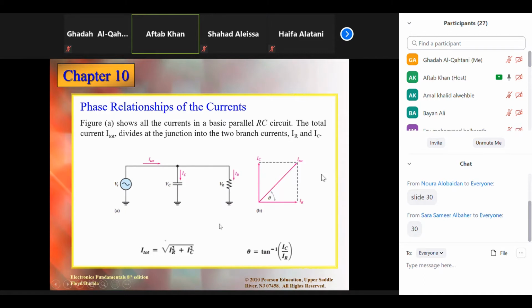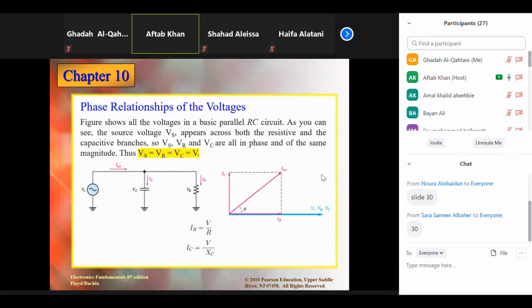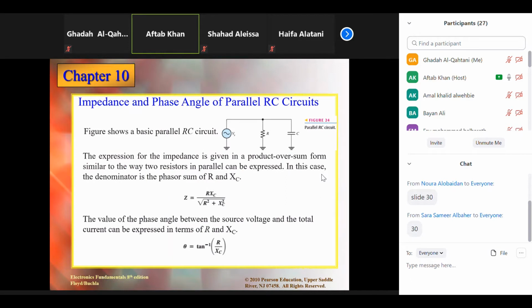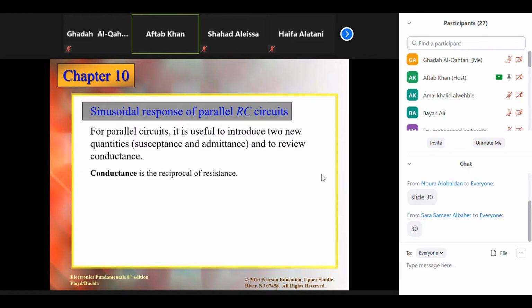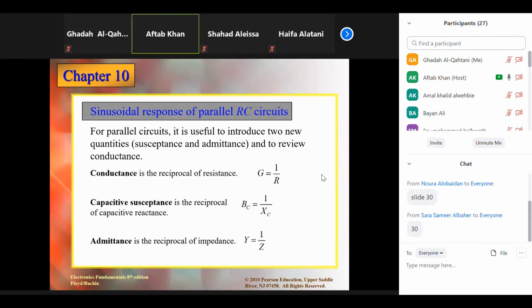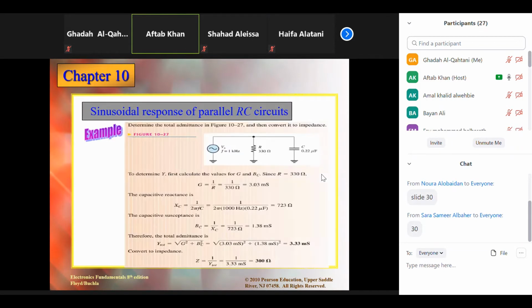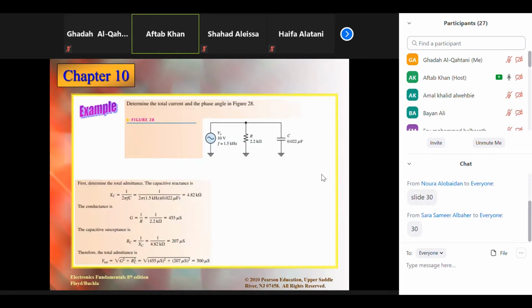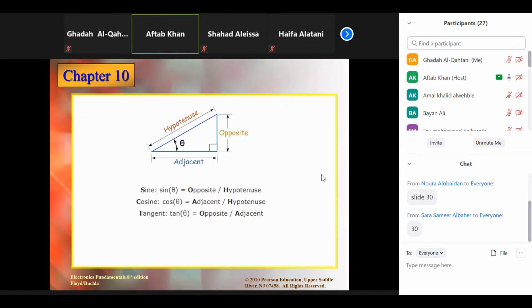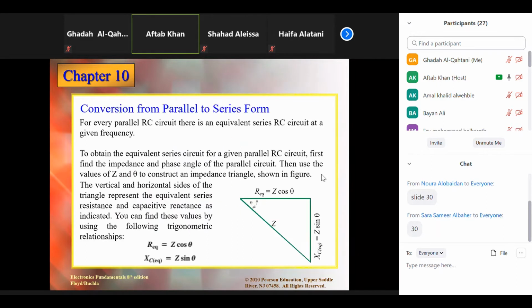Now we know all these things, and we also know the impedance concept discussed already. And this is a sinusoidal response. So here we discussed the reciprocal of G, B, C, and Y, and this Ohm's law formula in terms of admittance. And now this is just for review, like sine, cosine, and tangent.